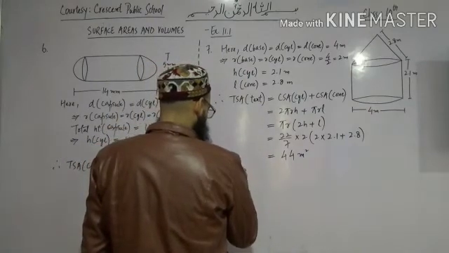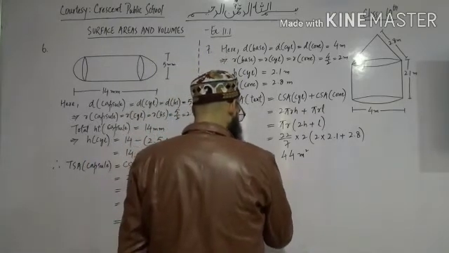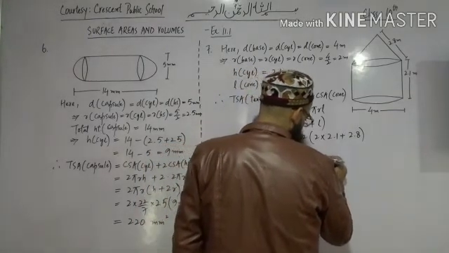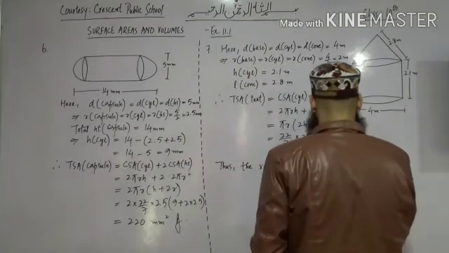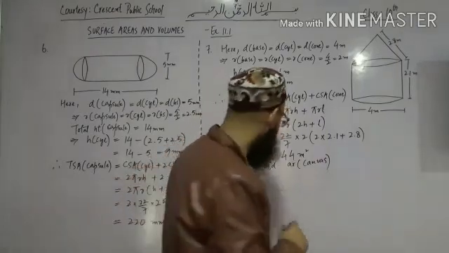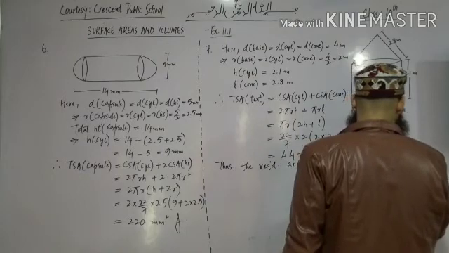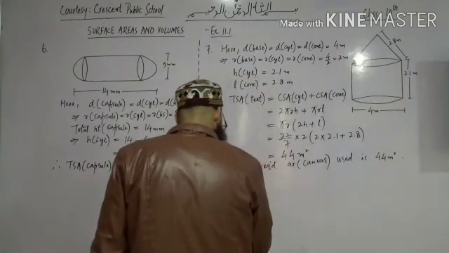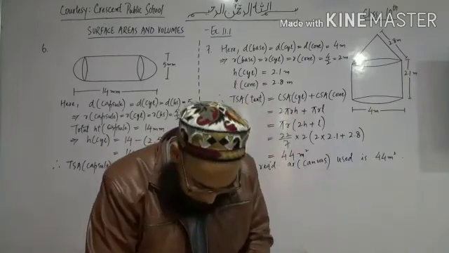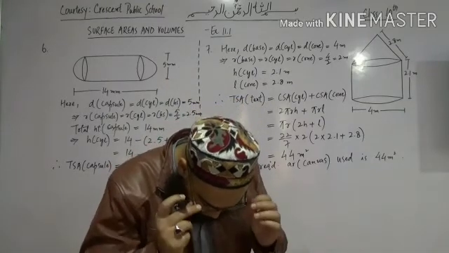Thus the required area of canvas used, it says find the area of canvas used. Thus the required area of canvas used is 44 square meter. Now the question says further, also find the cost of canvas. We need to find the cost of that canvas at the rate of rupees 500 per square meter.